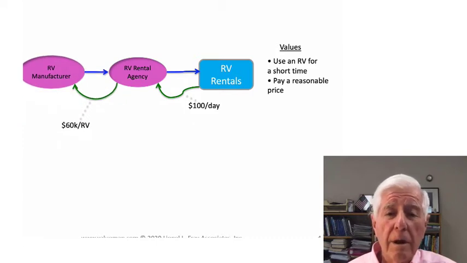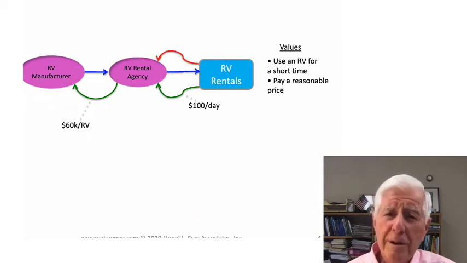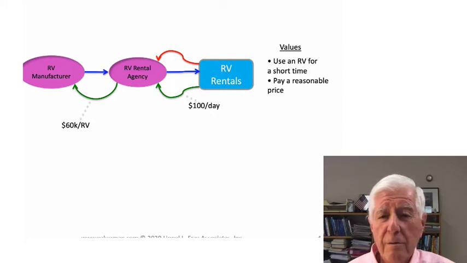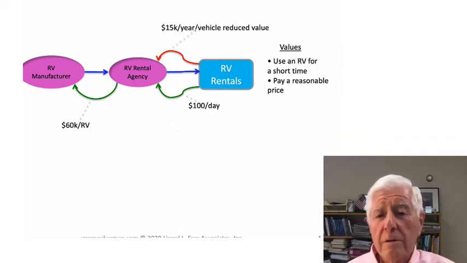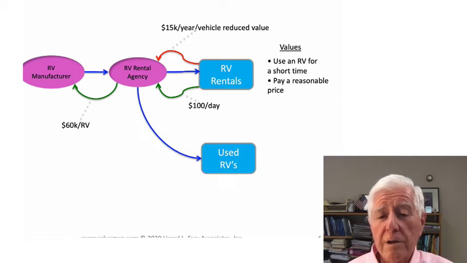And the rental agency has to buy the RVs from the RV manufacturer, pays about $60,000 for each one. However, there is a negative value flow associated with this business because the vehicles depreciate as you use them. No surprise. In this case, about $15,000 a year per vehicle of reduced value. And typically after a couple of years, they get sold as a used vehicle. And they get sold to this market, different market, used vehicles, used RVs.